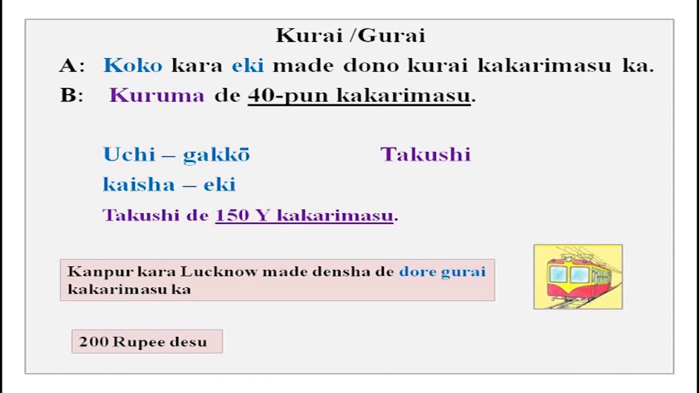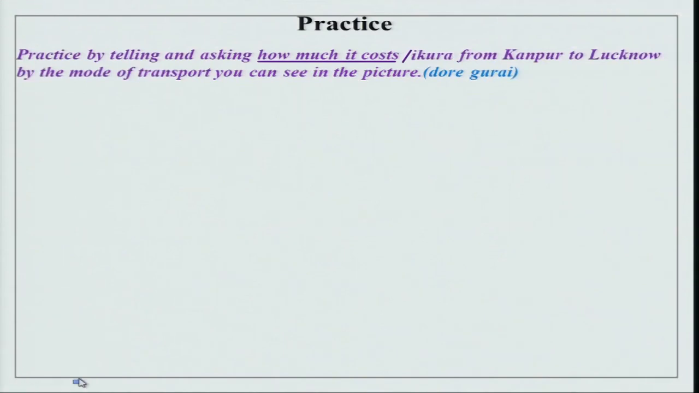So what is the fare from Kanpur to Lucknow by train? So both things you can ask and inquire. Well, over here it is 200 rupee desu. You can practice over here now. Practice by telling and asking how much it costs to go from Kanpur to Lucknow by the mode of transport you can see in the picture.